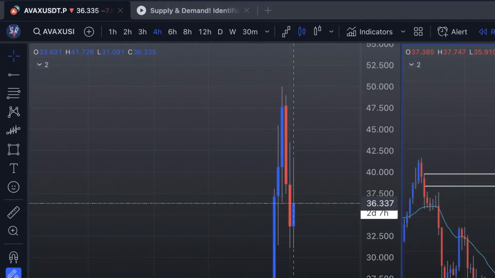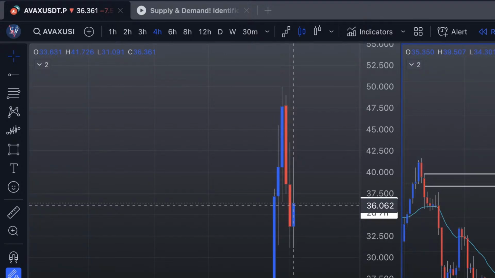AVAX, Avalanche. I'm trying to add to my position actually here at 36. Was this added to? Let me see. Did I add? I think I might have. Yeah, maybe that was what filled. Order history. Yeah, AVAX, open long at 36. So I did add to this position here. I have an open position right now on AVAX.